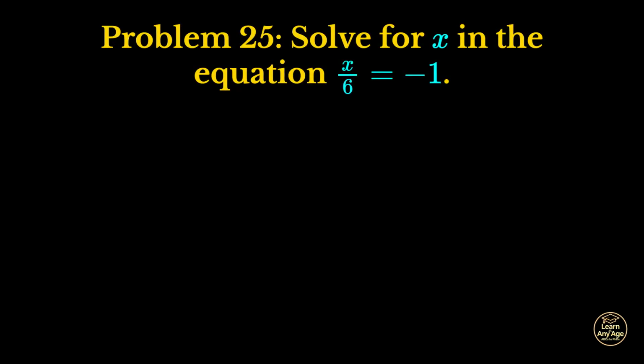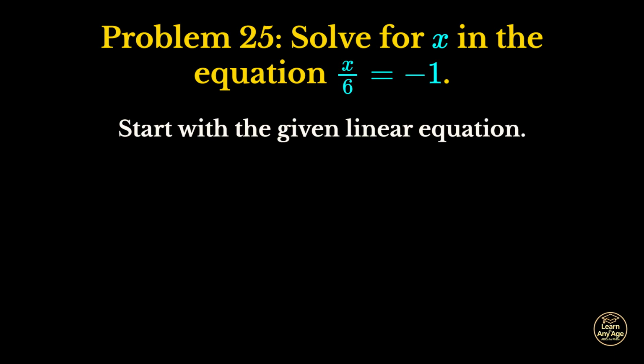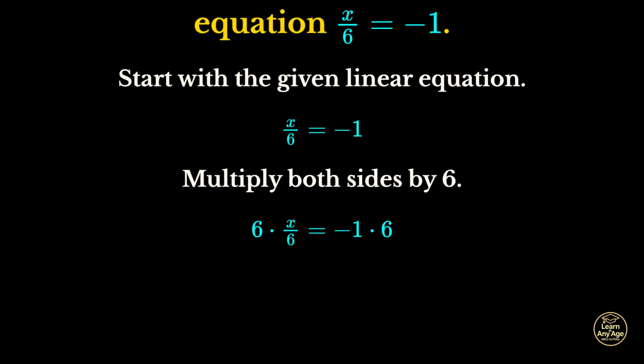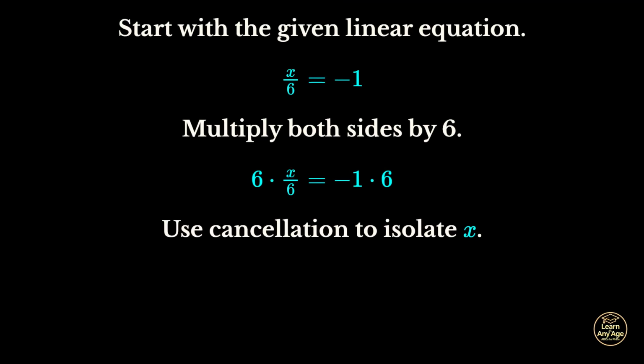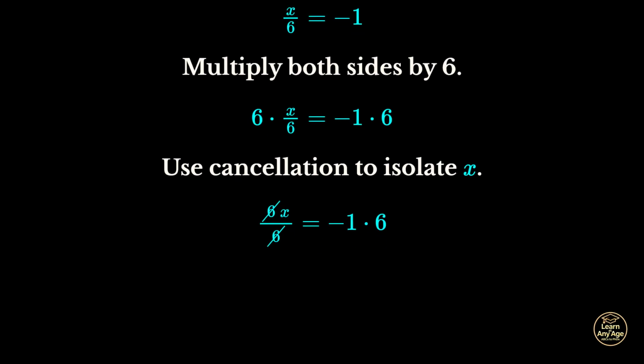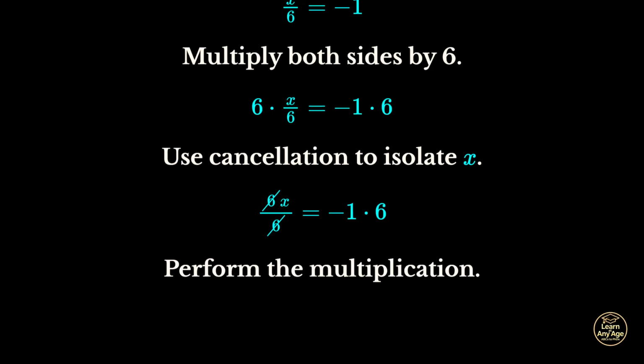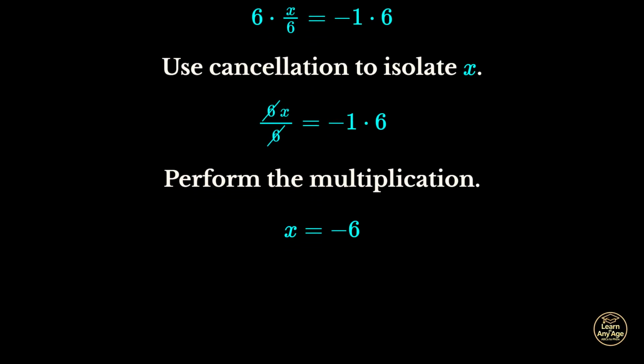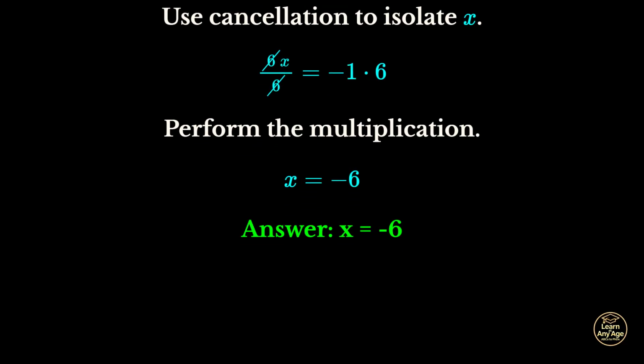Problem 25, solve for x in the equation x over 6 equals minus 1. Start with the given linear equation. X over 6 equals minus 1. Multiply both sides by 6. 6 times x over 6 equals minus 1 times 6. Use cancellation to isolate x. 6 cancelled out, x over 6 cancelled out equals minus 1 times 6. Perform the multiplication. X equals minus 6. Answer, x equals minus 6.